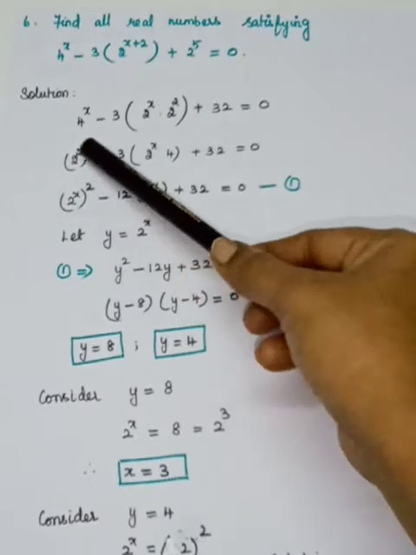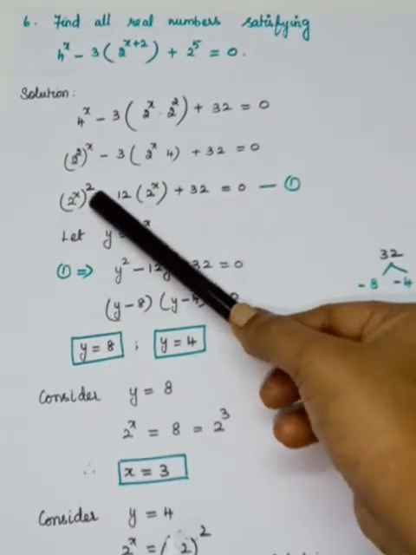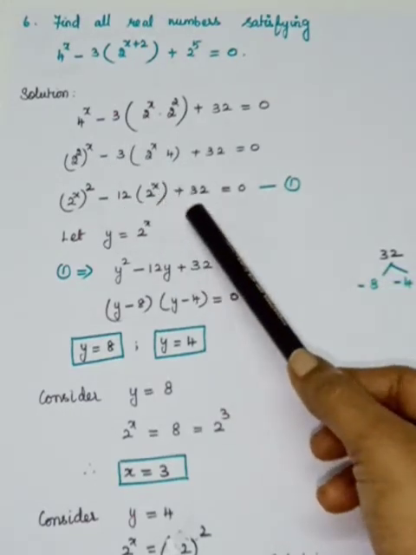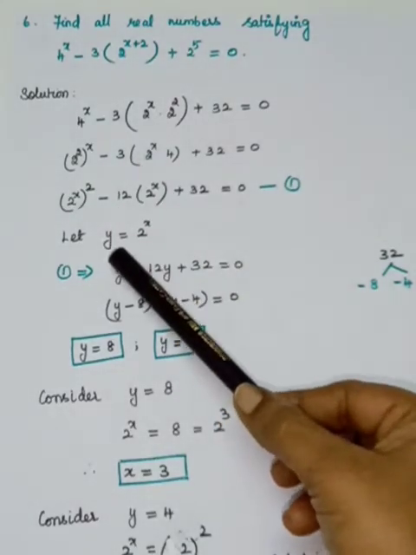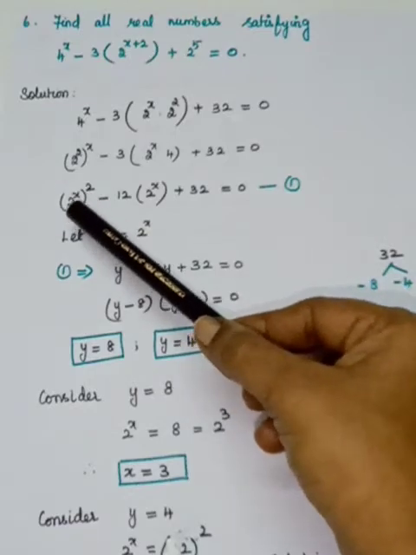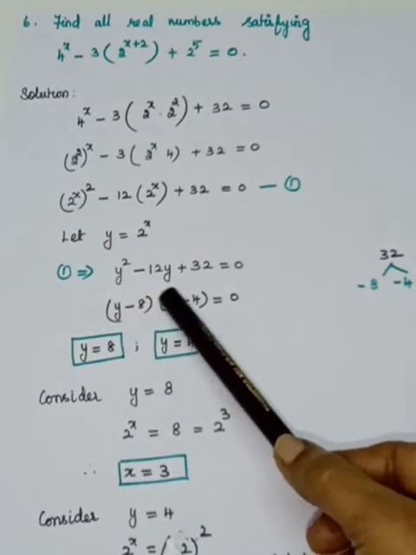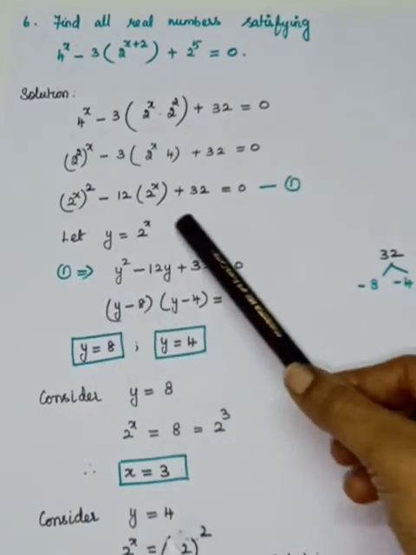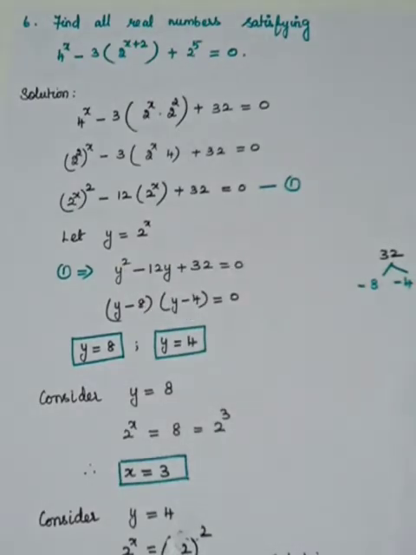This 2 squared the whole power x can be written as 2 power x the whole squared, minus 3 into 4 is 12. 12 into 2 power x plus 32 is equal to 0. Here now you can substitute y is equal to 2 power x. So this equation will become y squared minus 12y plus 32 is equal to 0. It's a polynomial equation in y of degree 2. So it is a quadratic equation.